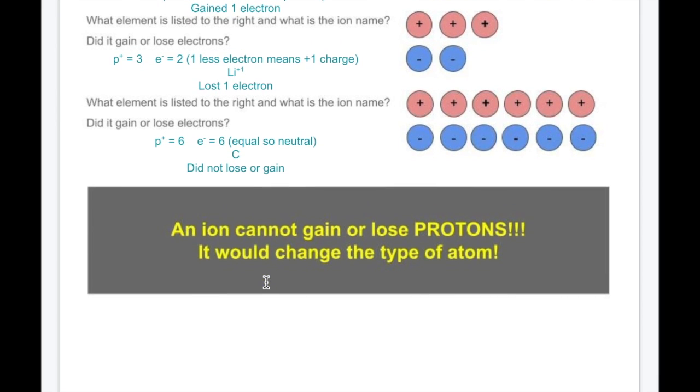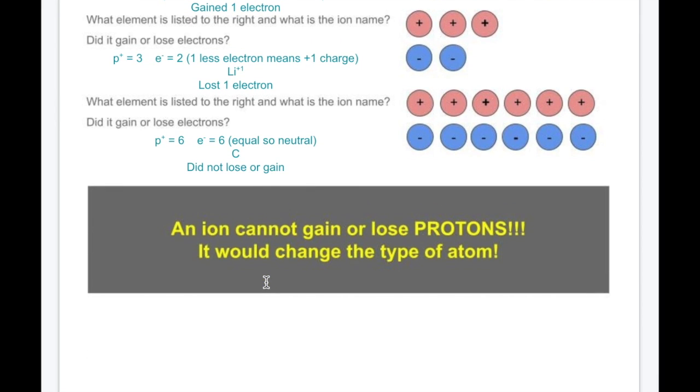The important part about ions is you cannot gain or lose protons, because it would change the type of atom. We can only gain or lose electrons.